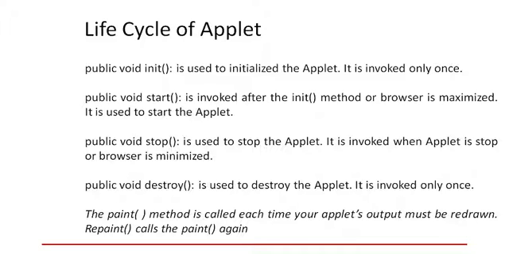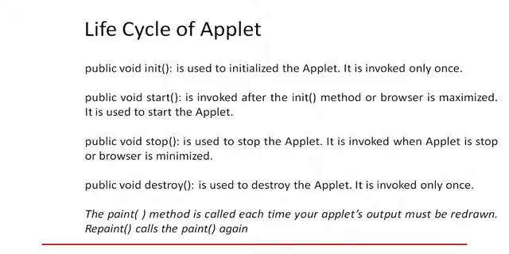Public void init. This is a function which is used to initialize the applet. It is invoked only once. After init, there is a function called start. Then it comes to stop whenever we want to stop the applet, or you can say whenever we minimize the browser, the stop function automatically gets called. We have destroy, which is invoked only once when the applet is destroyed.